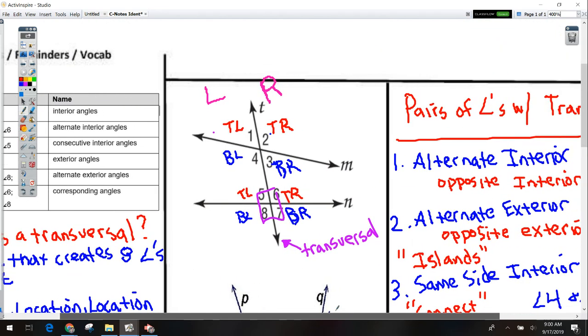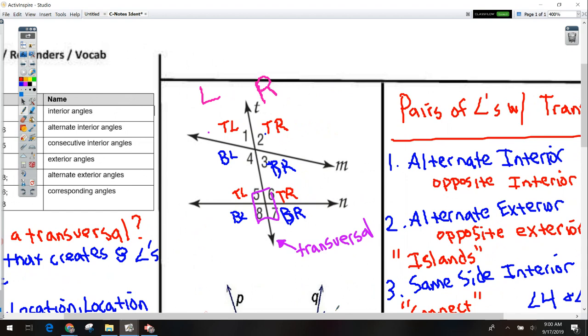So the first thing, if we look at it, we have three lines there. You have line M, line N, line T. You'll notice that T intersects M and creates angles 1, 2, 3, 4. It intersects line N and creates angles 5, 6, 7, 8. Together, you have 8 angles, a group of 4 and a group of 4. This line T is called the transversal. It's the line that creates these 8 angles.